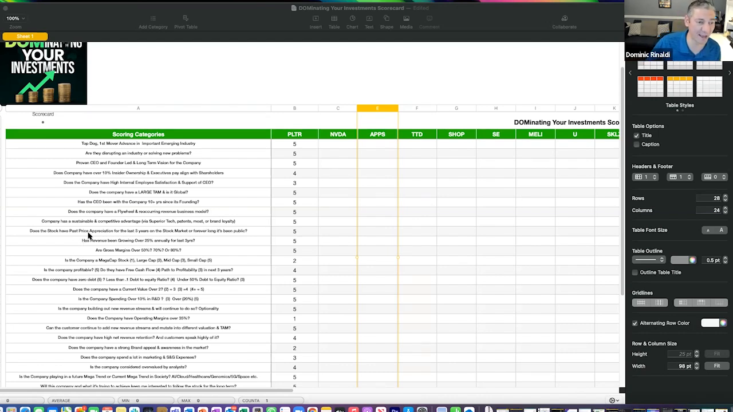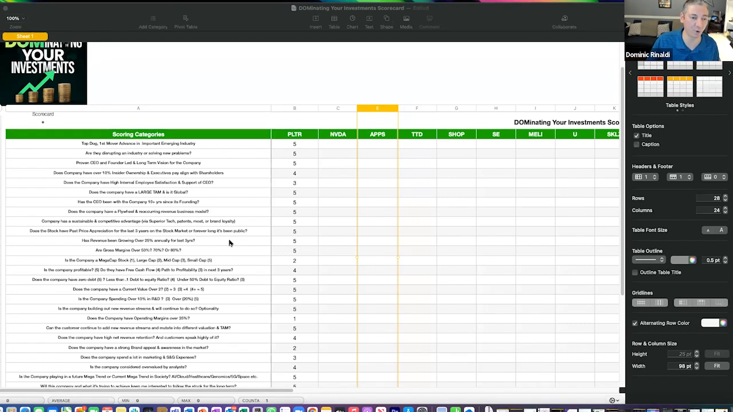Does the stock have past price appreciation for the last 3 years on the stock market, or however long it has been public? However long it's been public. So for the first year, it's only been public for 1 year, but it doubled. It went all the way up actually to a 3X, but then obviously has come back down since then. So that definitely beat the market for the first year. So I gave it 5 out of 5, and beat it handily.